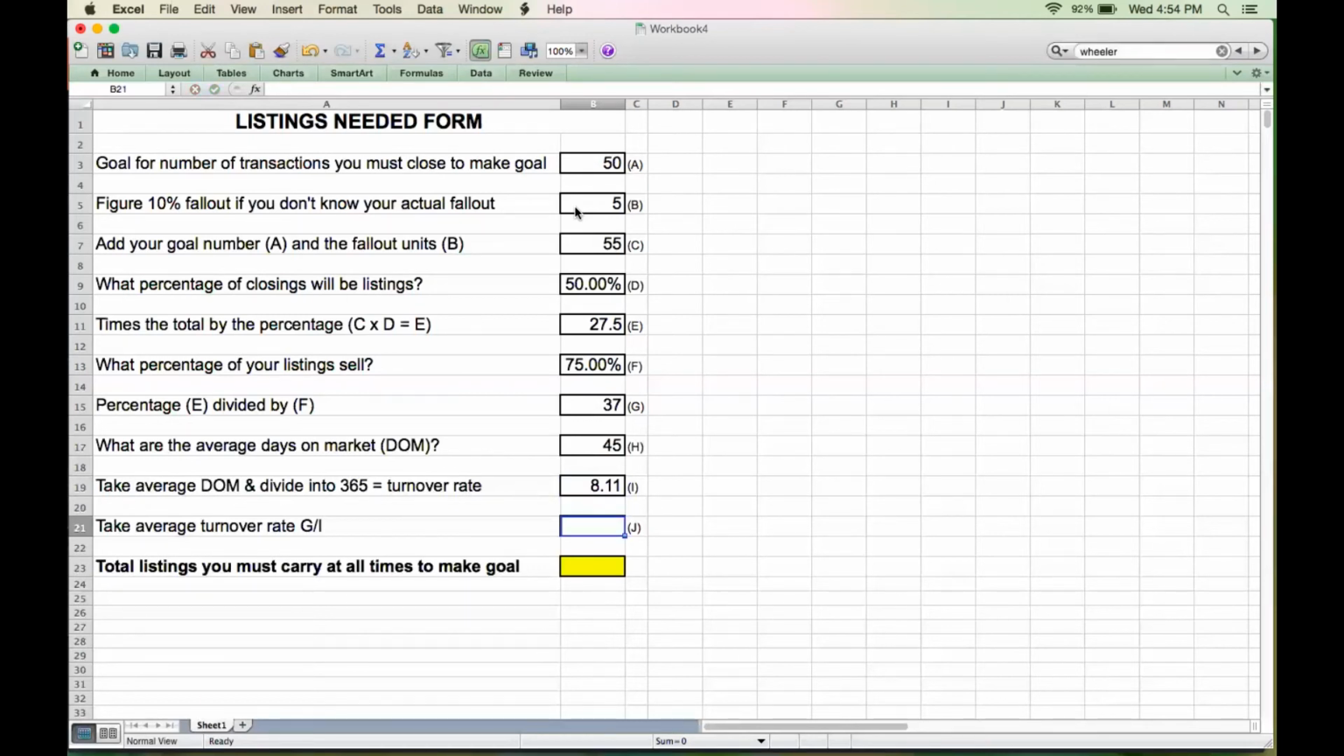Now we're going to take the average turnover rate. So we're going to take G divided by I. So 37 divided by 8.11 gives me 4.52. That tells me that if I intend to close 50 units next year, I must carry 5 active listings at all times in order to hit this overall goal. And it's as simple as that.